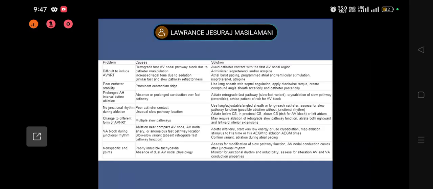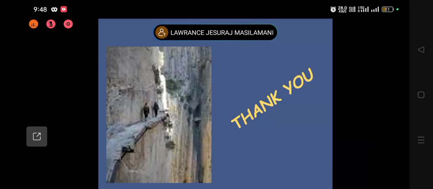Non-specific endpoints, poorly inducible tachycardia, absence of dual AV nodal physiology: you aim for modification of slow pathway function. You look at the Wenckebach. If there is no crossover, and you're not inducing with a high dose of isoproterenol, I think that should be good enough rather than going along in a very aggressive way.